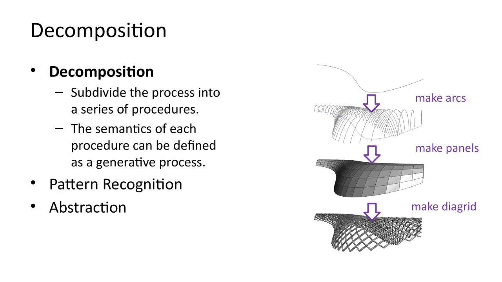Decomposition breaks down a complex problem into smaller, more manageable parts. When applied to spatial modeling, these parts can be procedures that generate some part of the model. These procedures can be defined using semantic constructs related to the model being generated. In this case, we might define procedures to make arcs, make panels, and make diagrid.